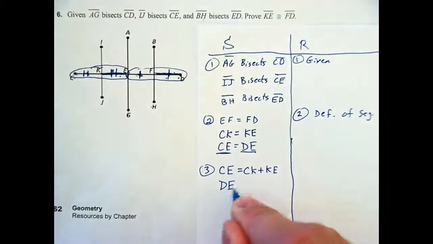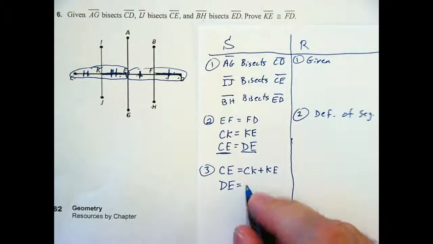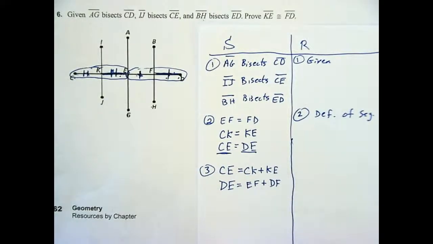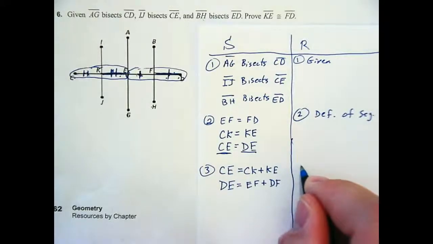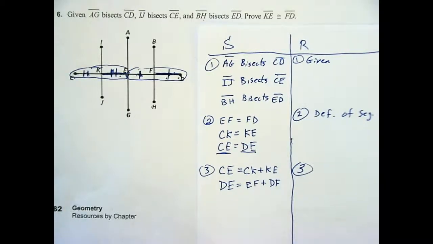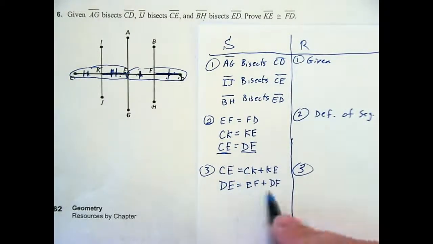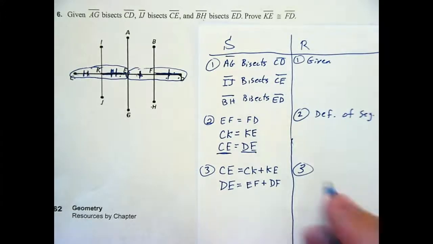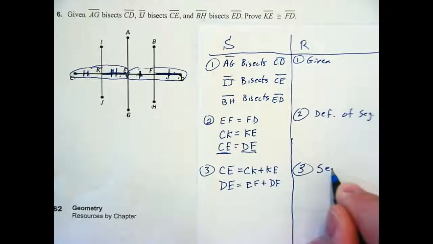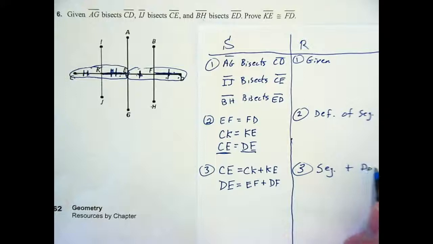Okay, and the benefit of doing that: DE, what's DE made up of? EF and DF, or FD. Okay? So I just kind of tagged along to your proof there. Is that all right, Carlo? I just put my piece on there too. That's what you had. What reason did you use? Segment addition postulate. Okay. How is that helpful now?